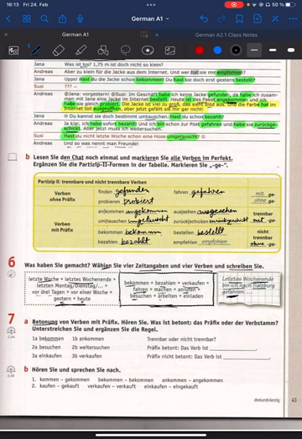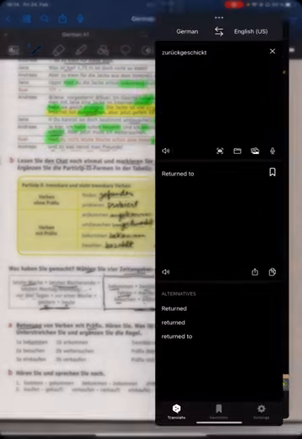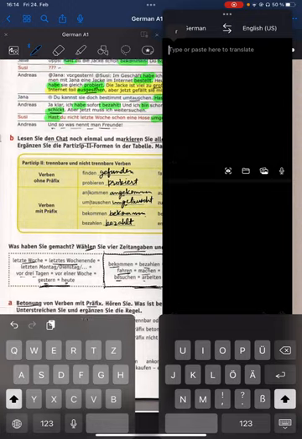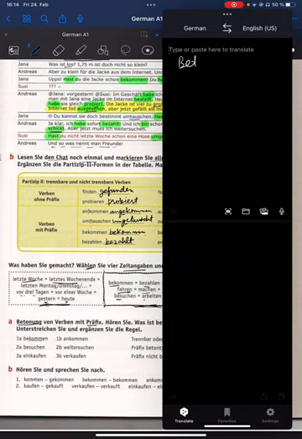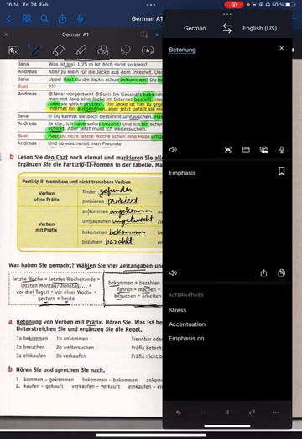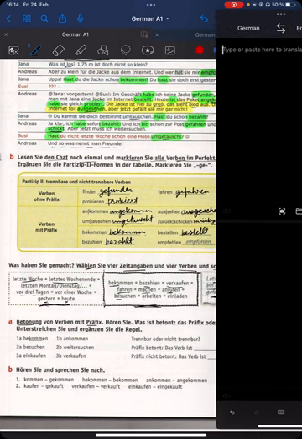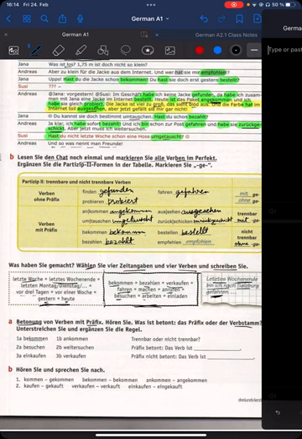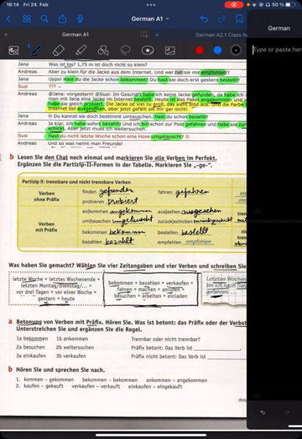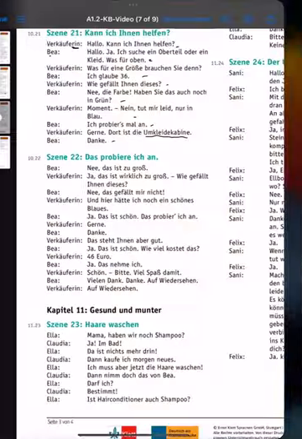Betonung, I don't know what this is. Betonung von Verben mit Prefix. Hören Sie, was ist betont? Das Prefix oder der Verbstamm? Unterstreichen Sie und ergänzen Sie die Regel. Okay, so I need to see some meanings. Emphasis on verbs with prefix. So where is the emphasis in the verbs, what is emphasized, and unterstreichen is underline, and again you see the Regel. So here we need to underline the emphasized part. Let's hear it and let's see.